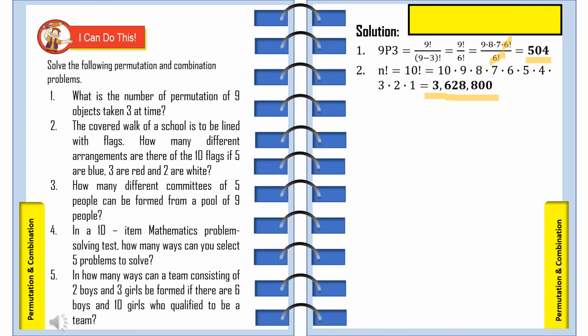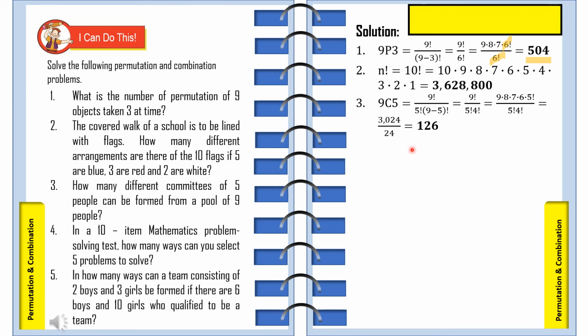Okay, next. Let's have question number 3. How many different committees of 5 people can be formed from a pool of 9 people? So, this is a problem under combination. That's why ang ating solution would be 9 C 5. So from 9 people, you're going to take 5 to form a committee. So this will be our solution.